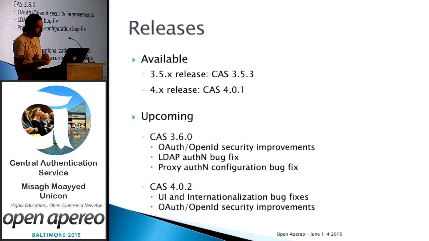Again, security and patch releases for CAS 3.5. The subsequent version would be CAS 3.6. And likewise, for the CAS 4 release line, the upcoming release would be 4.0.2. Again, mostly around security improvements, some internationalization bug fixes, OpenID and OAuth improvements. One question I've been asked often is why there's no CAS 3.5.4. Why is it a 3.6? The reason is that a proxy authentication configuration bug fix that was reported to the CAS project required an API change, which prompted us to bump the release version to 3.6.